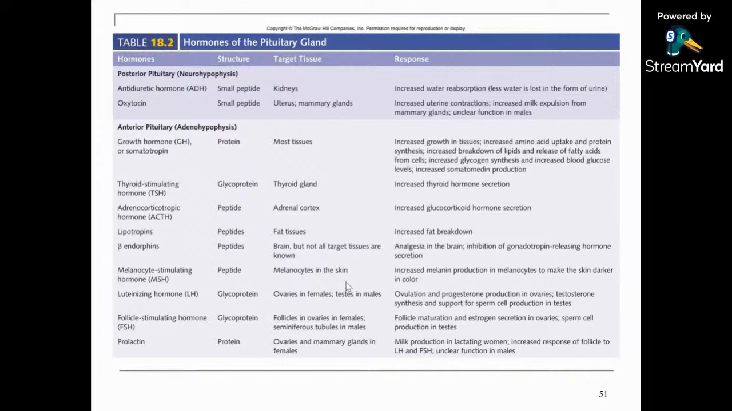Prolactin, which is protein in nature, works on ovaries and mammary glands in females. It causes milk production in lactating women and increases response of follicles to luteinizing and follicle stimulating hormone, but has unclear functions in males.